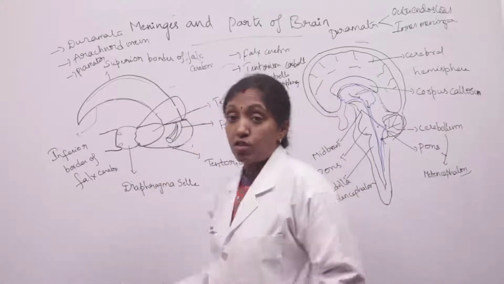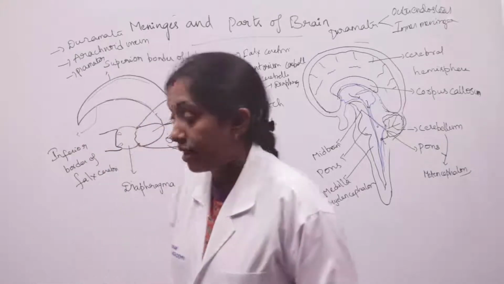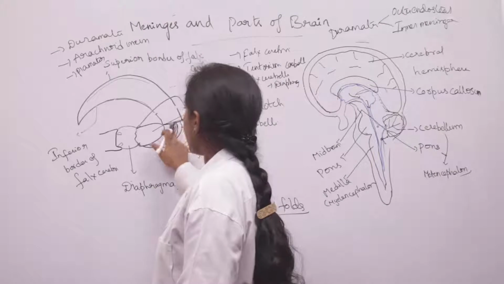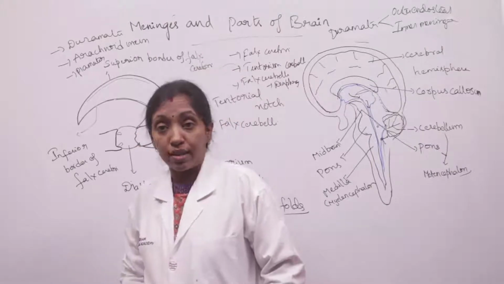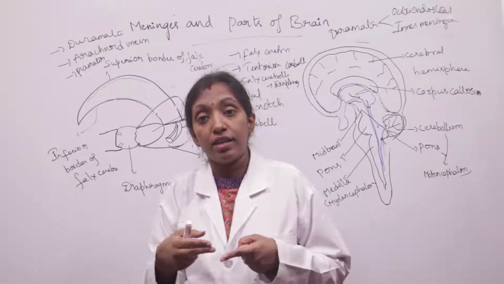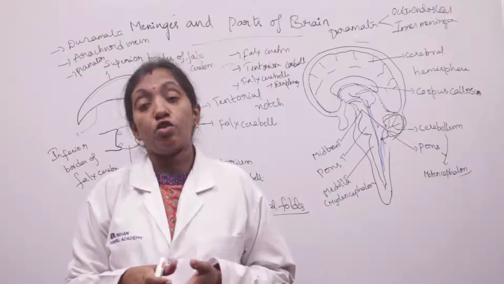So the falx cerebri encloses the superior sagittal sinus, inferior sagittal sinus, and straight sinus. The tentorium cerebelli forms a tent-shaped fold and encloses the transverse sinuses. We know that the superior sagittal sinus usually terminates into the right transverse sinus, and also the left transverse sinus.